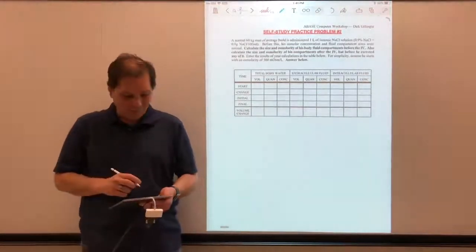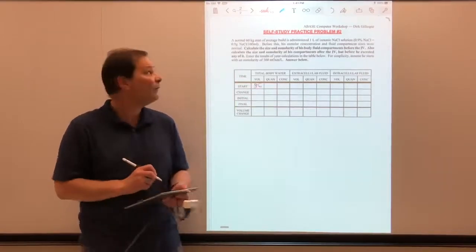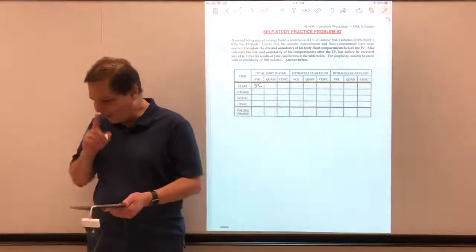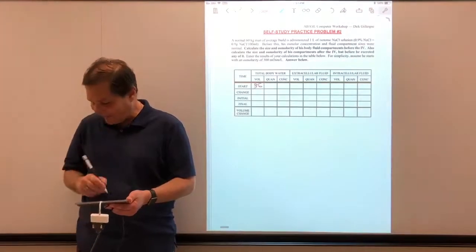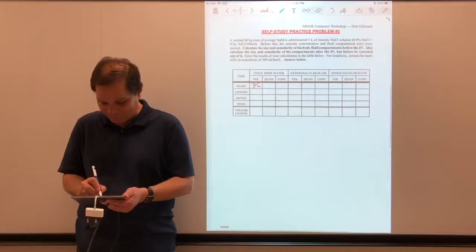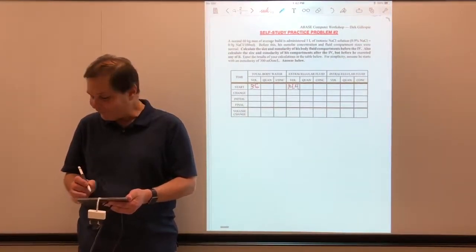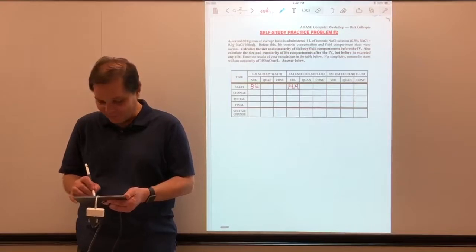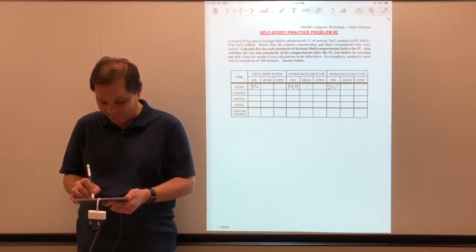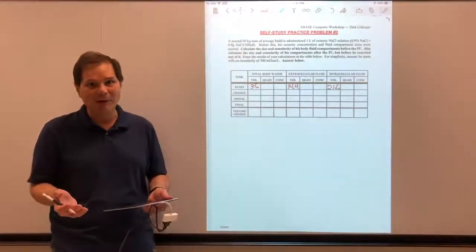60% of the body weight is total body water, and again, that's 36, okay? And of that, 40% of that 36 is going to be extracellular, that's 14.4. And the rest is going to be intracellular, that's 21.6. Okay, those are the same numbers we started with in the last problem.